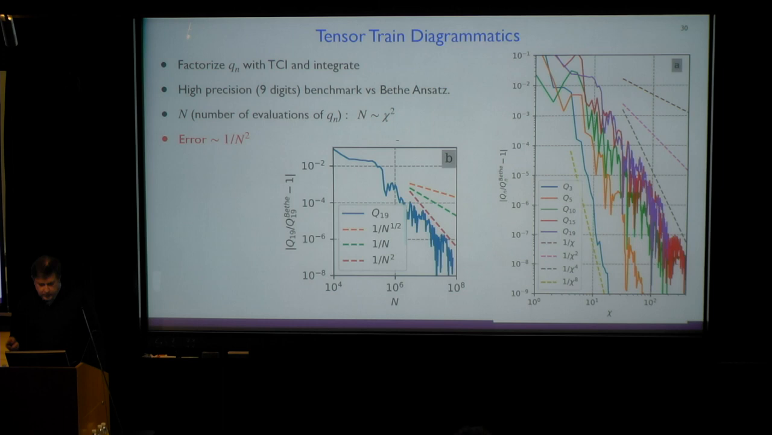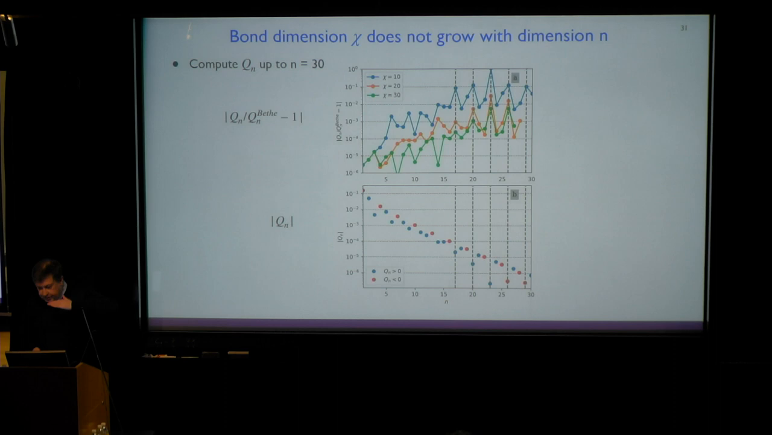That's what I said before. If I look now at fixed bond dimension, the error for, let's say, n equals 30, so 30 order in perturbation theory, as a function of the order, up to order 30, we'll see that the relative error does not significantly increase, meaning that the bond dimension does not grow with dimension. So you go to higher dimension, and then your approximation as an MPS stays more or less stable.